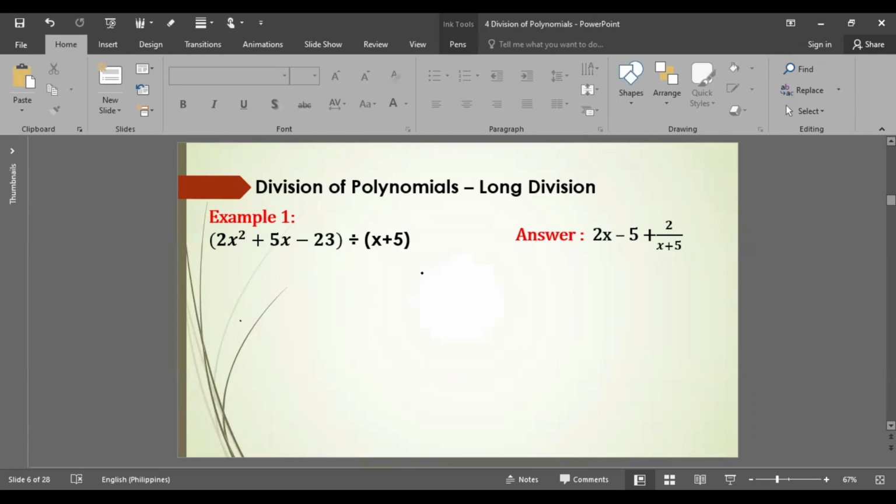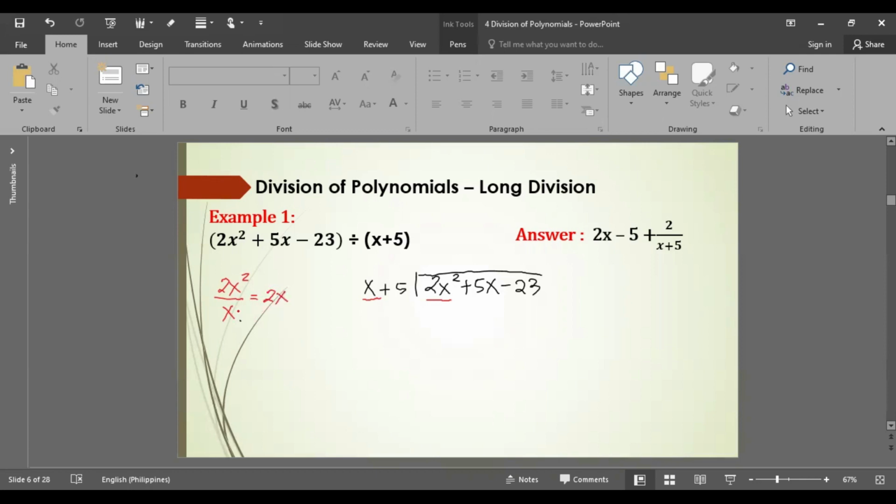Okay? So, we have 2x squared plus 5x minus 23 divided by x plus 5. How do we divide p of x or a polynomial expression by a binomial? We have to divide first the first term of this dividend by the first term of the divisor. So in this case, we have 2x squared divided by x. So what do we get?